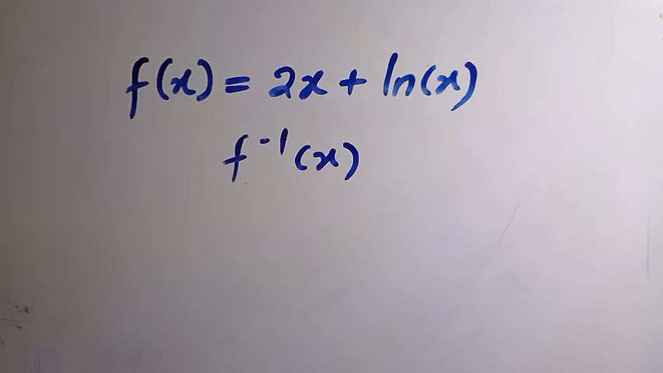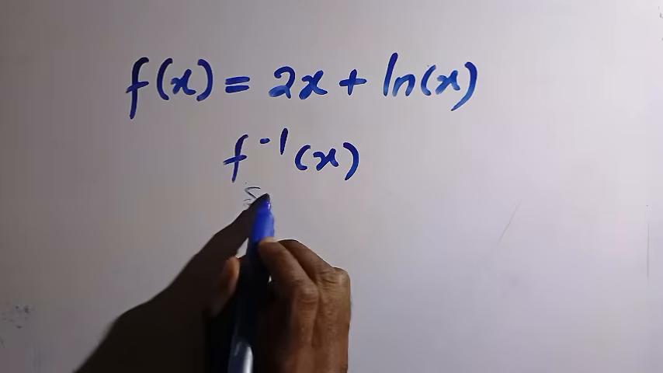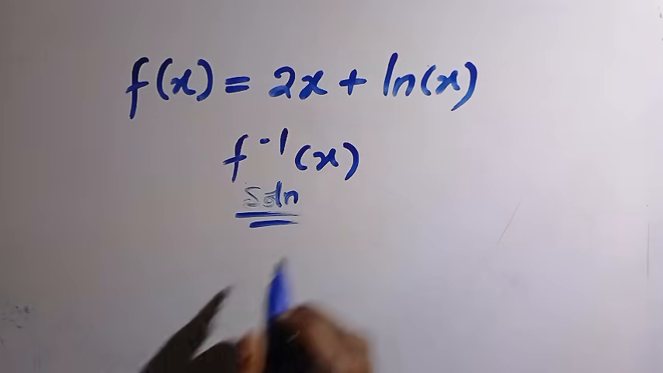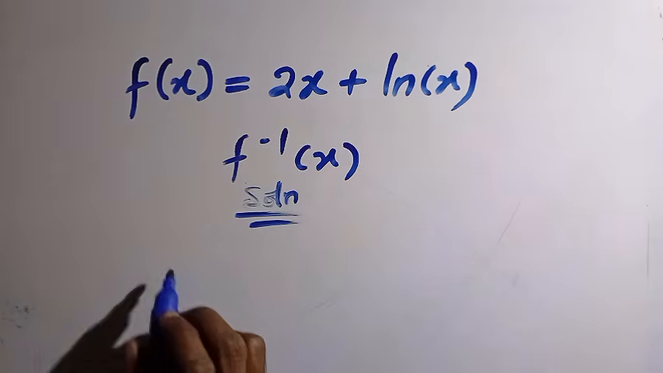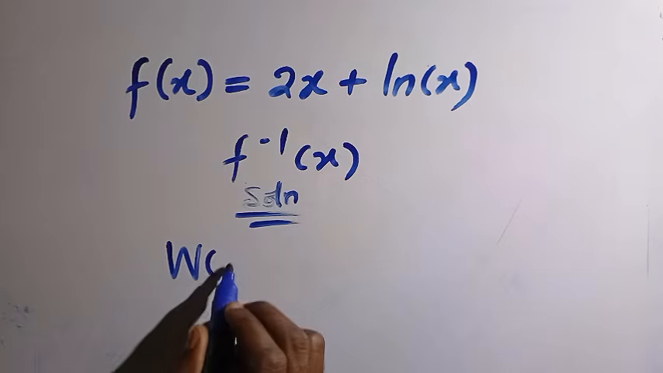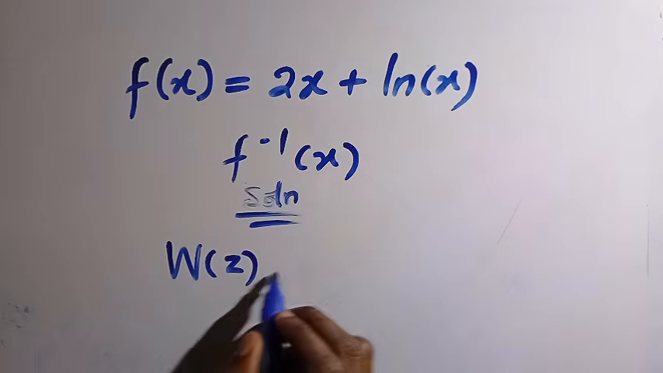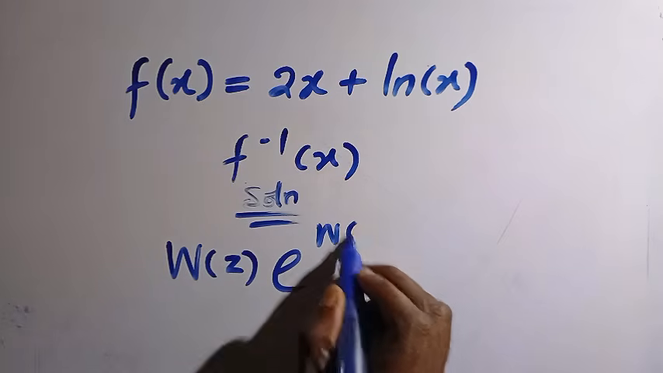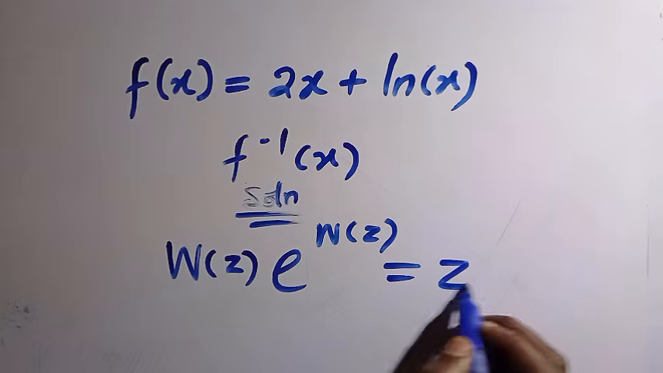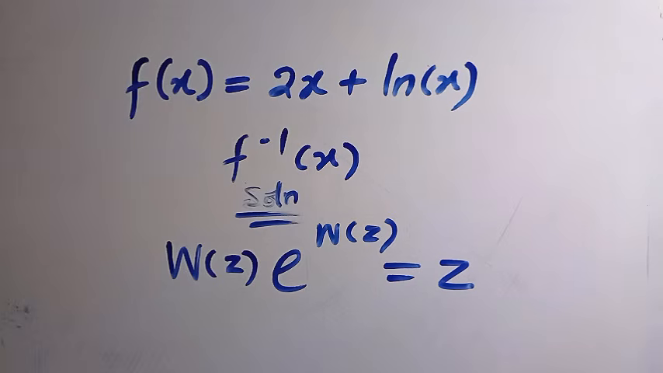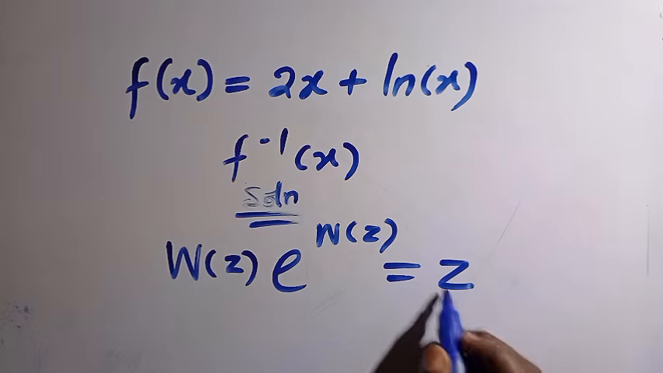This is where we are going to be applying a powerful function called the Lambert W function, which says that if you have W of z times exponential of W of z, this equals z. This is what we are going to concentrate on. During the process of solving this, we make sure that we get something of this nature and arrive at this.